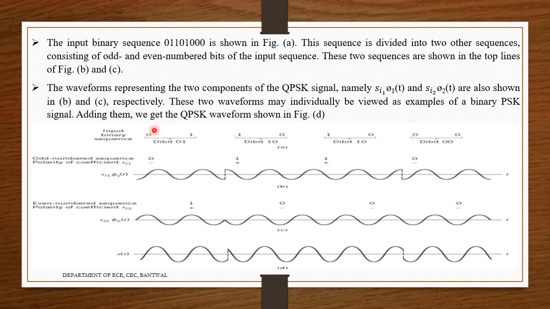And remember one thing, that the first bit will always be the in-phase component, that is the odd-numbered bit, and the even-numbered one will be the quadrature phase. This is how we classify the dibits. Usually the sequence will be given as 0 1 1 0 1 0 0 0. So we have to make a pairing of these dibits, and then classify them as the in-phase and the quadrature phase components.